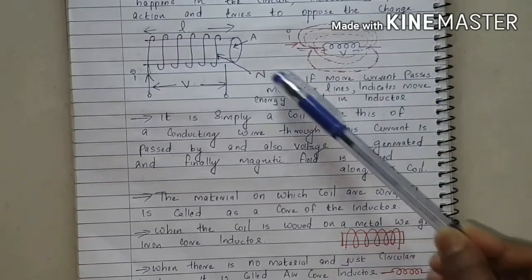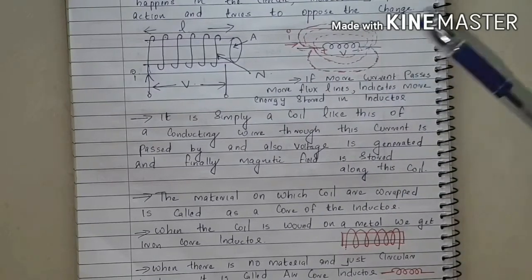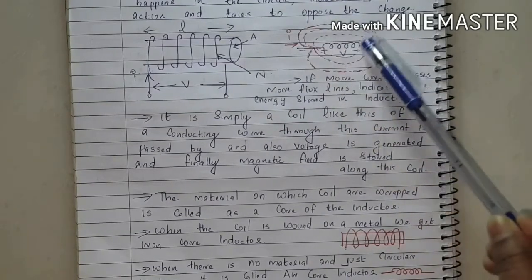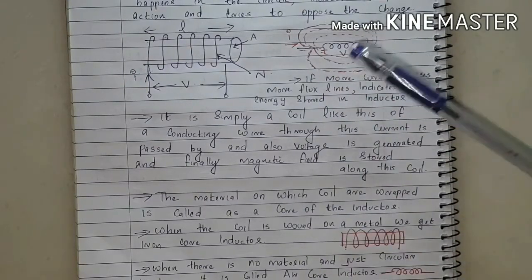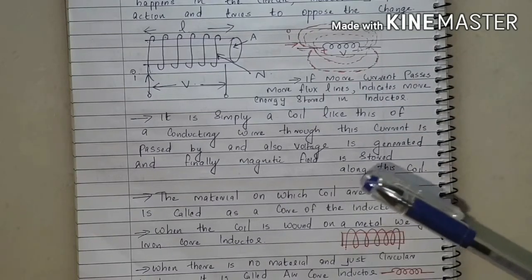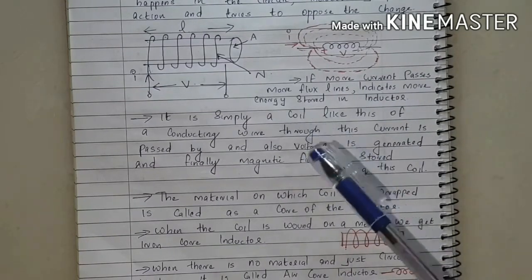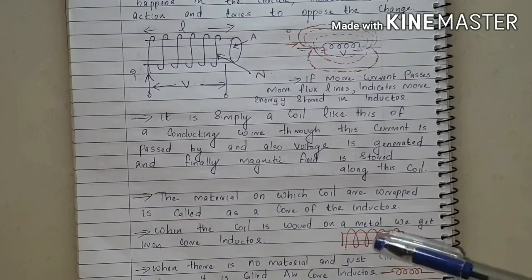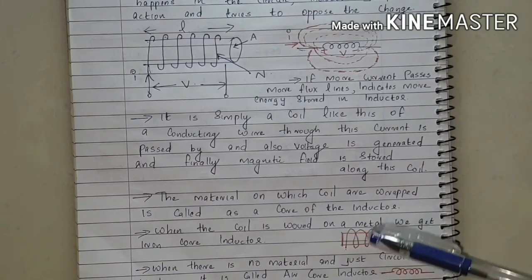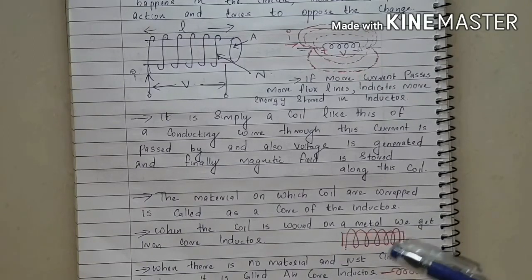If more current passes through the inductor, due to the magnetic effect, more flux lines get generated around the coil, which indicates more energy gets stored in the inductor. As I said, coil is wrapped onto the core. If there is no material and just a circular winding, it is called air core inductor. If the core is a metal like iron and onto this metal coil is wrapped, it is called iron core inductor.